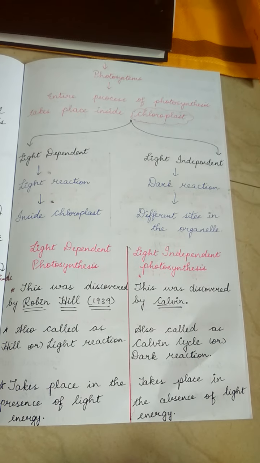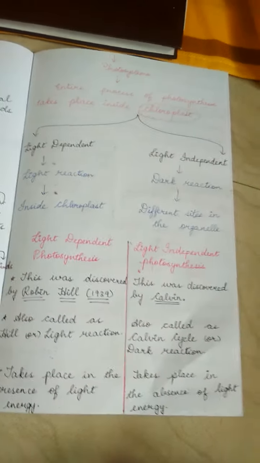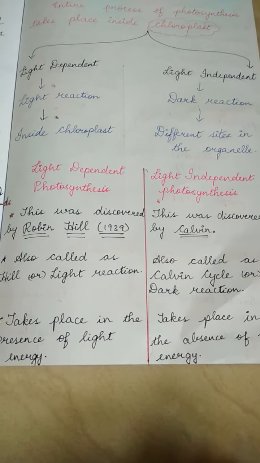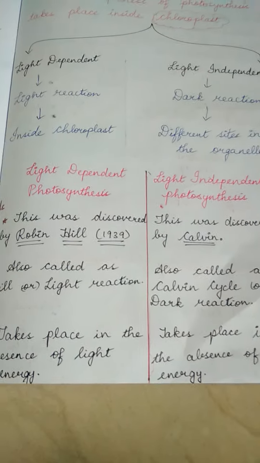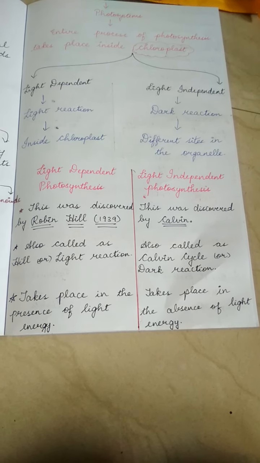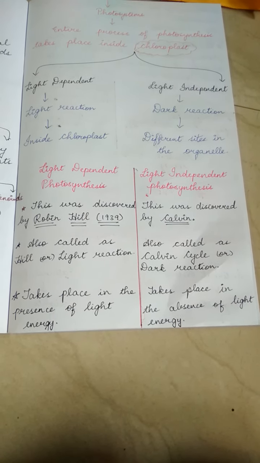Then you have to explain the light dependent photosynthesis and light independent photosynthesis. You can write the answer in the form of difference between, so that it will be catchy for the person who is correcting the answer. Writing in the form of differentiation will attract more marks.